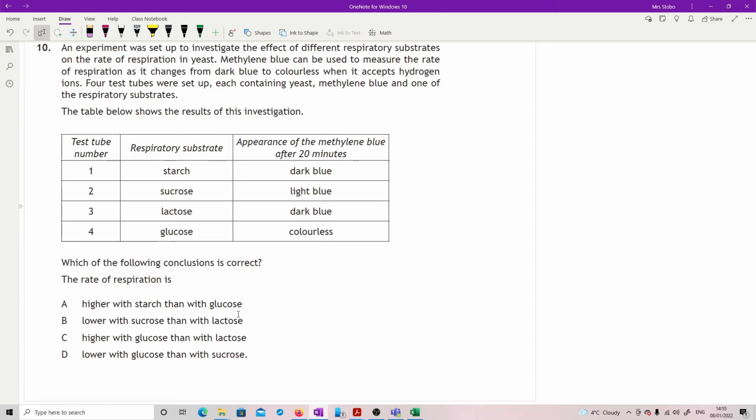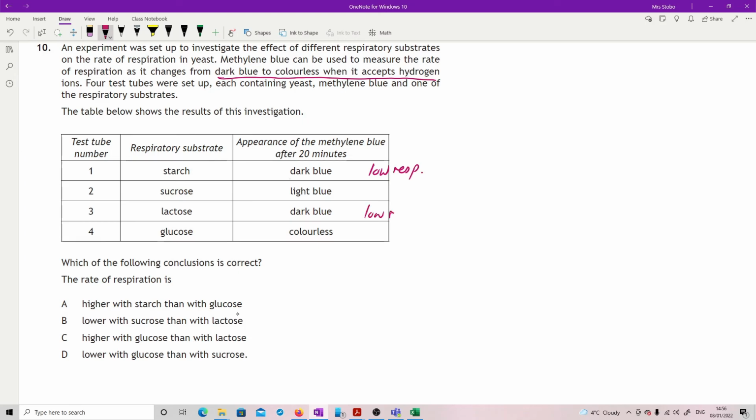Okay, so 4 test tubes were set up, each containing yeast, methylene blue, and one of the respiratory substrates. The table below shows the results. We've got our 4 test tubes: starch, sucrose, lactose, and glucose, and then the appearance of methylene blue after 20 minutes. It changes from dark blue to colourless when it accepts hydrogen. So starch was still dark blue, so you're not getting a lot of hydrogen being released. So this is low respiration.